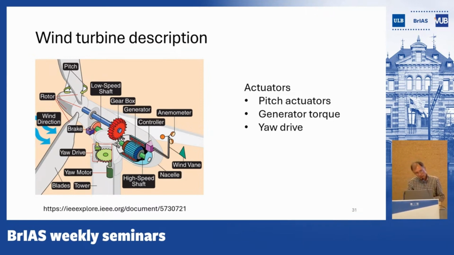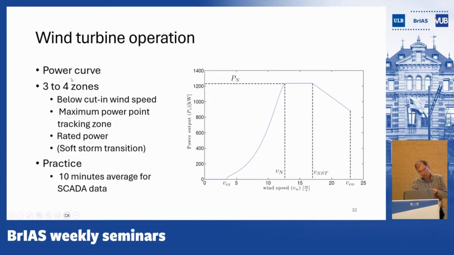You have the yaw drive. The yaw drive is here schematically indicated by this. So it allows you to orientate the nacelle of your turbine in such a way that normally the nacelle should face the wind to extract the most energy from the wind. And finally, you have the generator torque. So you can somehow try, thanks to the power electronics, to control the torque of the generator in such a way that you control the rotational speed of the generator and the wind turbine.